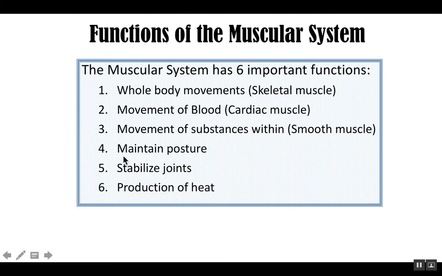Number 4 is to maintain posture, so that is a function of your skeletal muscle. Stabilize joints, that is also a function of your skeletal muscle. And then finally, skeletal muscle generates most of the heat produced within the body.